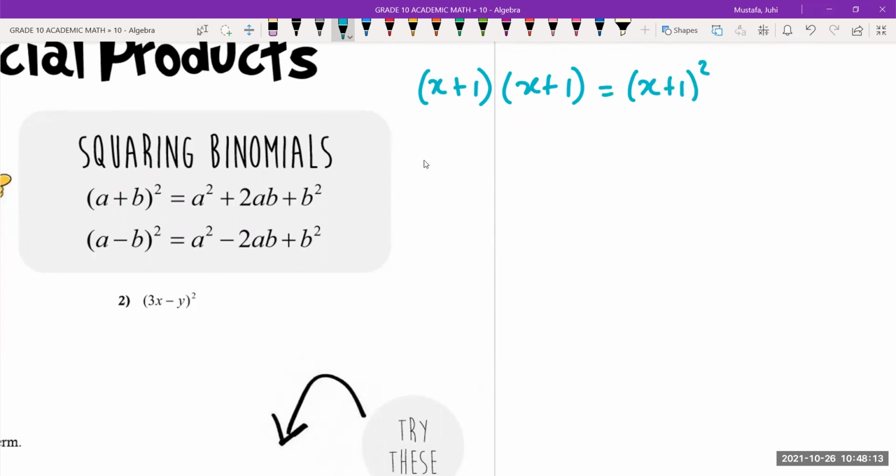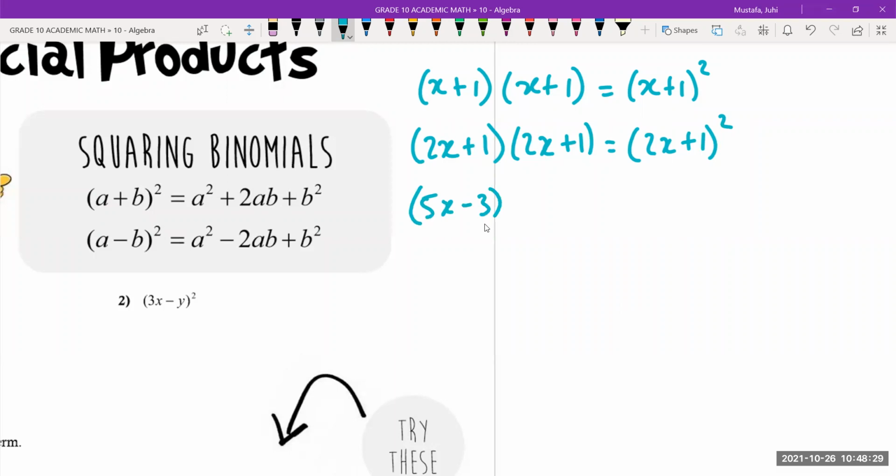I'll give you another example. What if I had 2x plus 1 times 2x plus 1? Do you notice that these are the same exact thing? You can rewrite those, or you can see it rewritten as 2x plus 1 all of it squared. One more example, how about 5x minus 3 times 5x minus 3? We can rewrite that so it's 5x minus 3 all of it squared. Okay, so that's the first part.